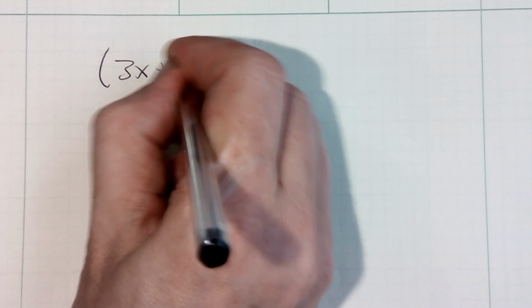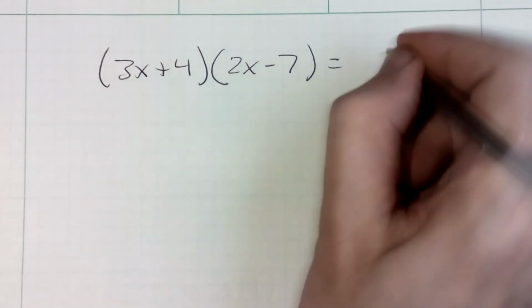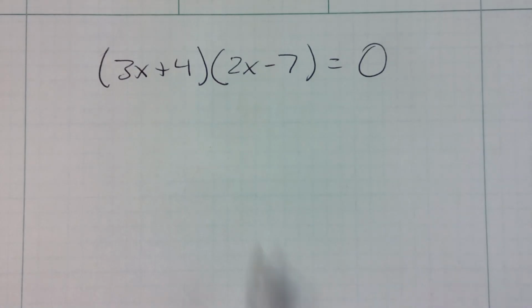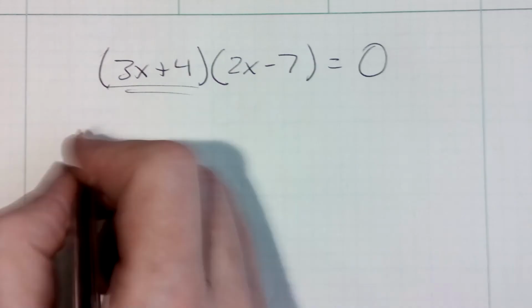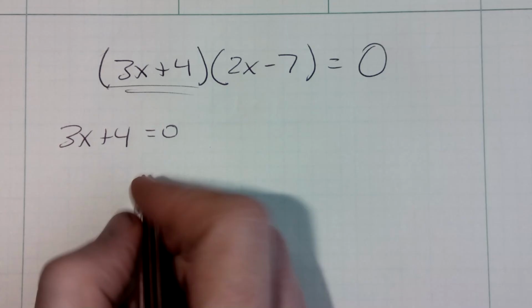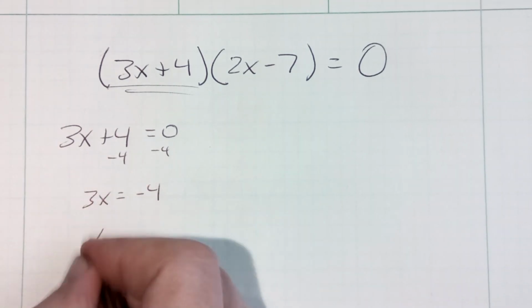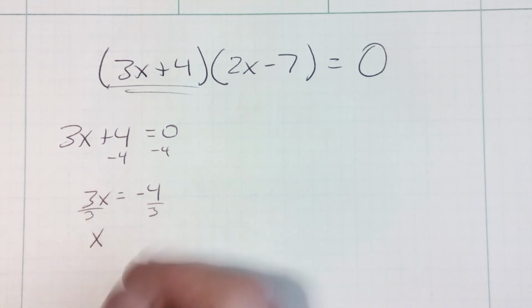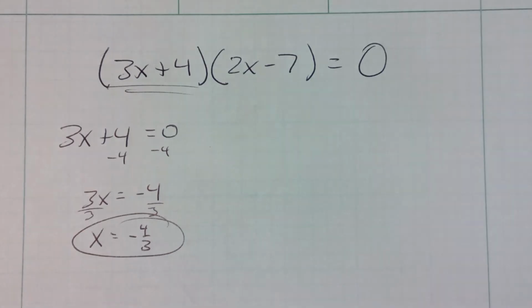So for instance, they might give you something like this. 3x plus 4 times 2x minus 7 equals 0. Again, same exact principle. I'm going to take each factor, each set of parentheses by itself, 3x plus 4, set it equal to 0, and solve. Minus the 4 over, 3x equals -4, divide by the 3, and I get x is -4/3, which is a perfectly good answer. You can have fractions as answers.